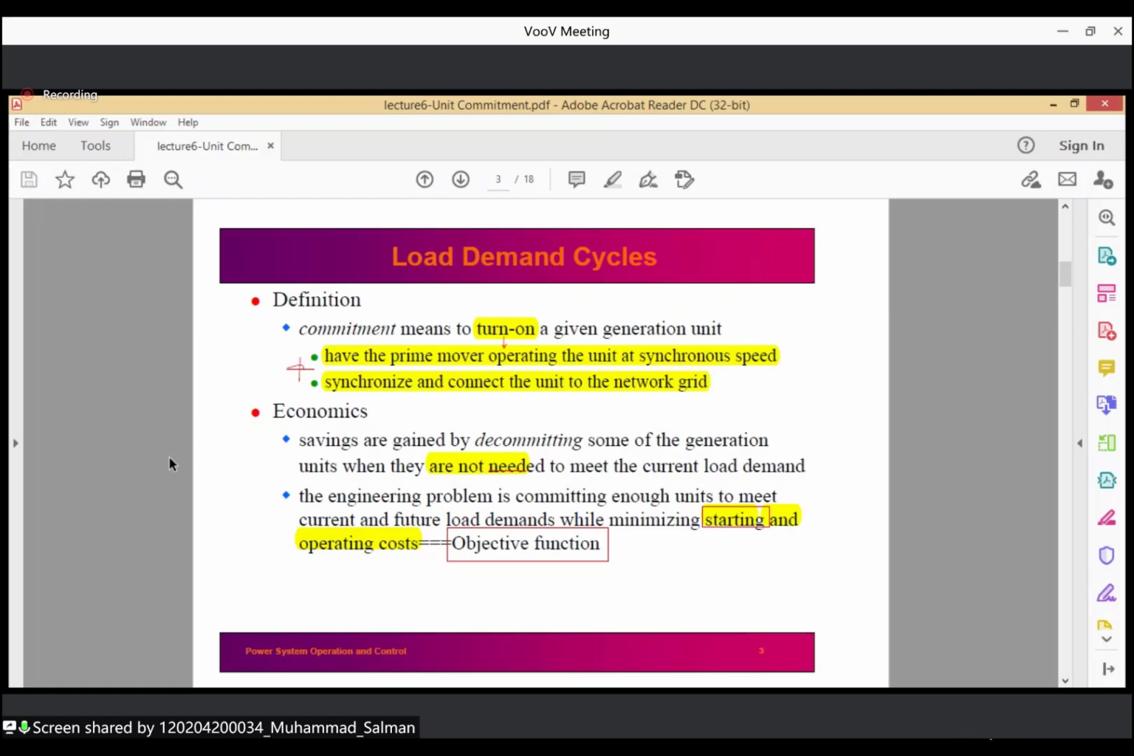Made by shutting down or decommitting some generating units when they are not needed. The engineering load demand while minimizing starting and operating cost with function. So let's see this by an example.